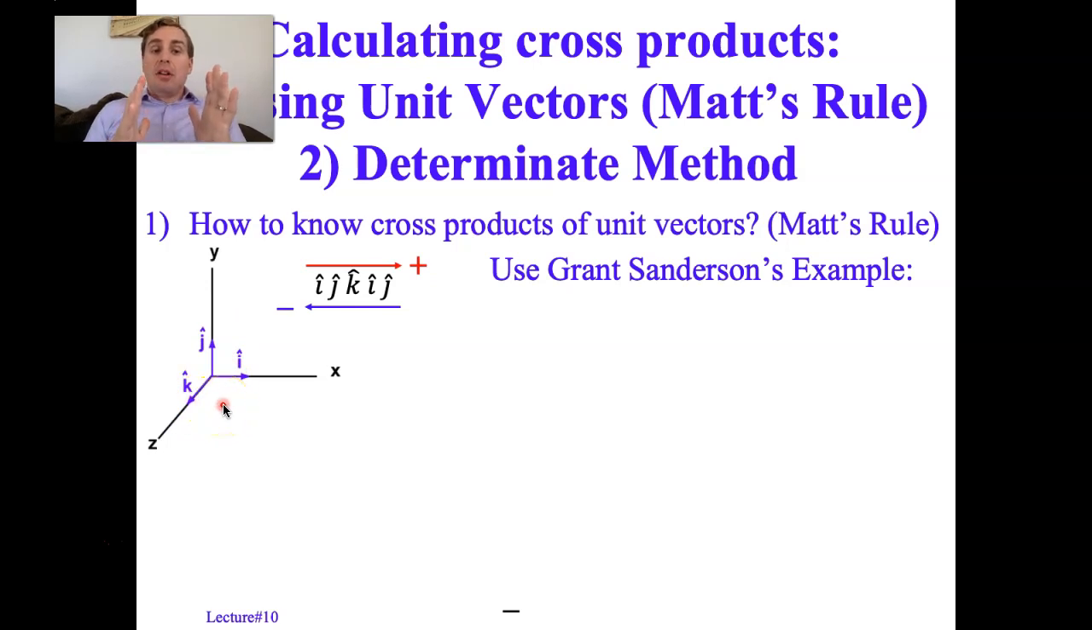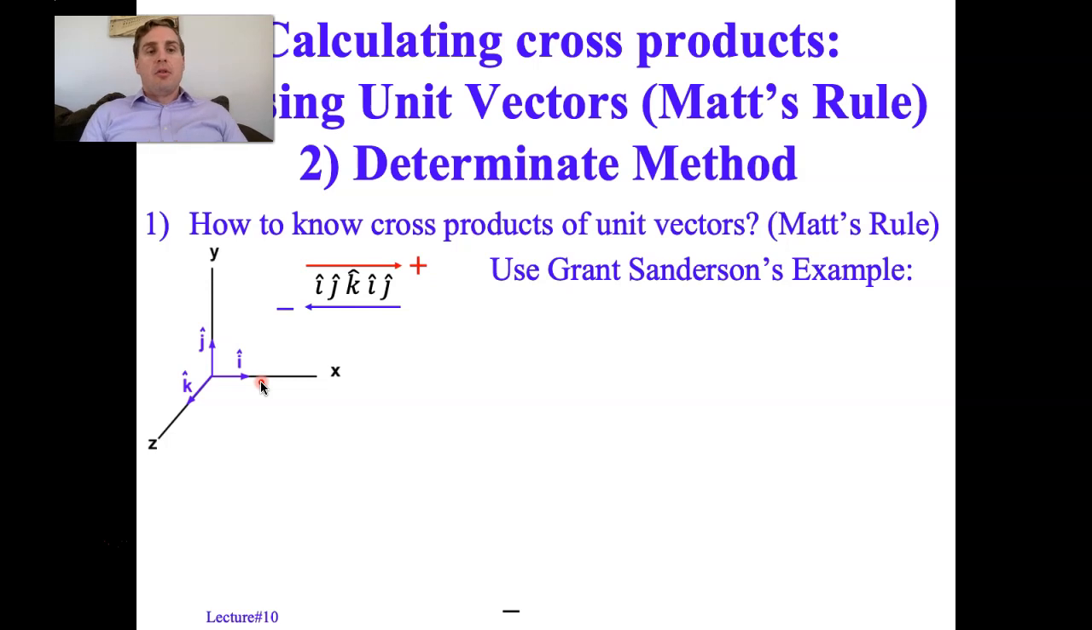If vectors are parallel, they should have zero cross product. So we expect that when we cross product the same vector with itself, it's zero. But what if, say, i hat is crossed with j hat? So i hat is adjacent to j hat right here, so you get k hat for your answer. That is to say, by the right-hand rule, i hat cross j hat is the direction of k hat.